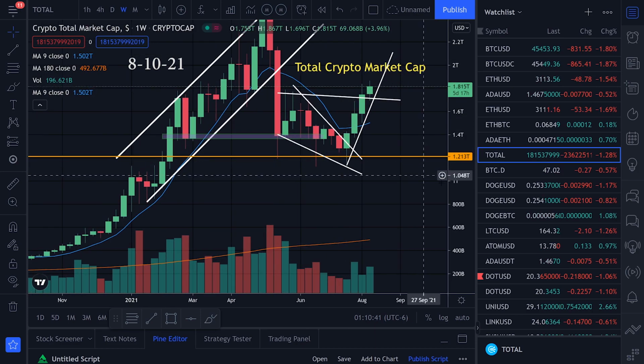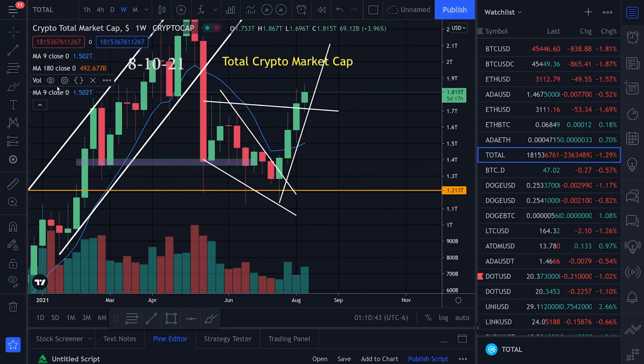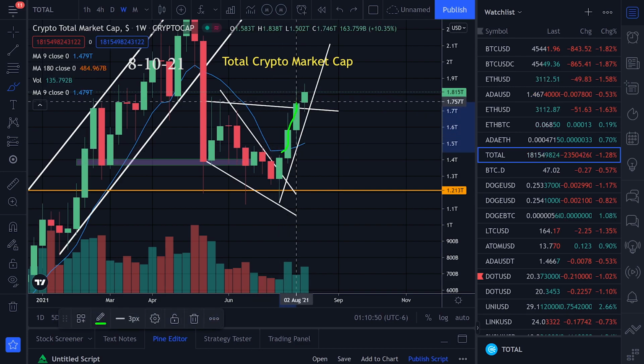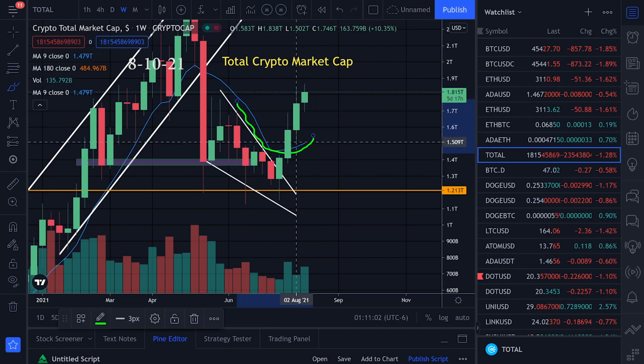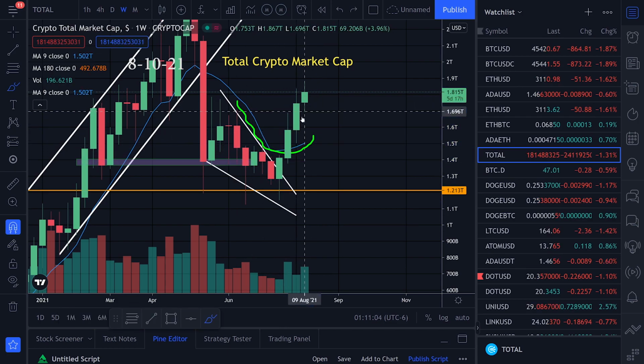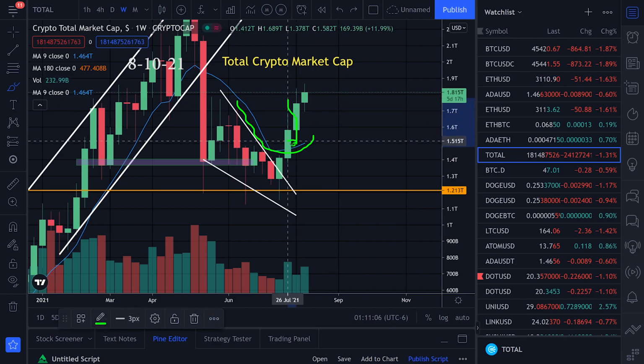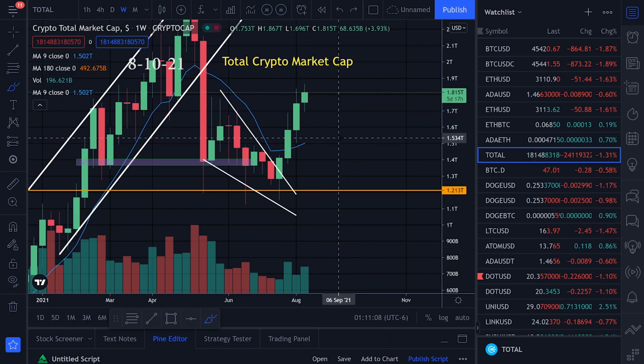On the weekly time frame, I think this is really important. We broke above the 9 moving average right here, and that's been a couple of weeks already, but we actually have bounced on it. We came down. Let me clear out some of these lines. We actually broke above it and then came up and then came back down and retested it, which is exactly what I've been talking about on my videos.